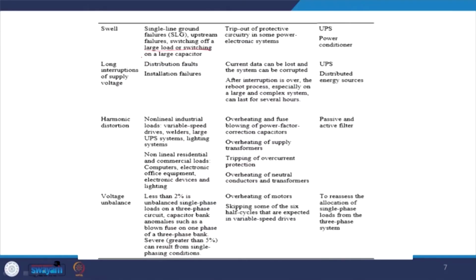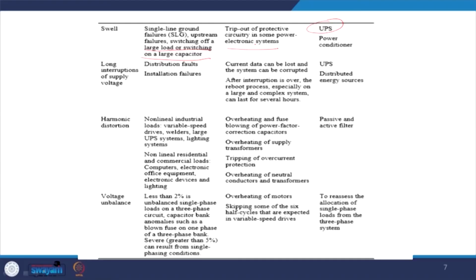Now, similarly, there can be a swell: single line to ground failure, upstream failures, switching off a large load or switching of a large capacitor. So, what happens then? It trips the protective circuitry in some power electronic systems. It may cause damage, and overvoltage always causes a lot of damage to the insulation. The solution is definitely uninterrupted power supply and power conditioners.